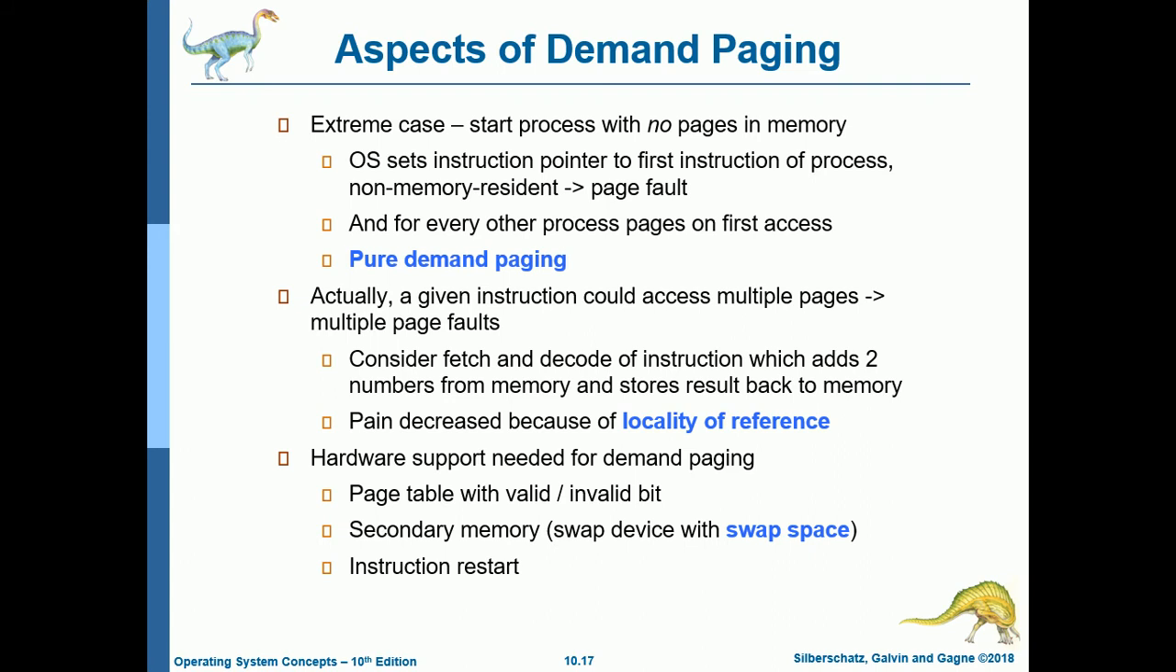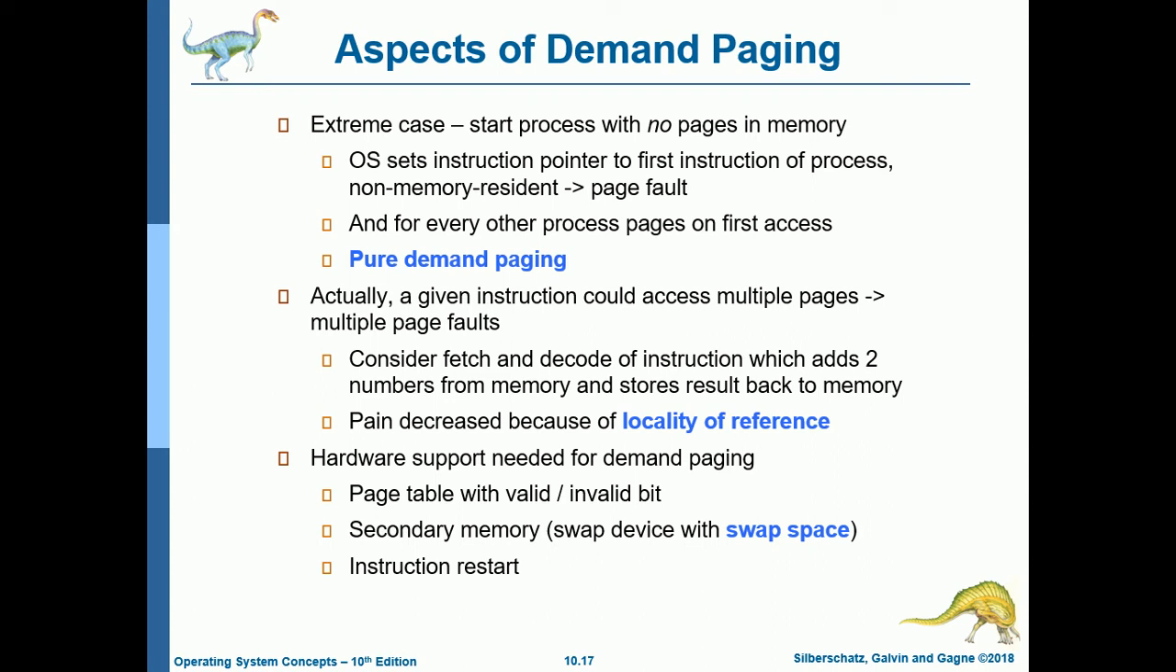Next, we have aspects of demand paging. The extreme case is to start a process with no pages in memory. So the OS sets the instruction pointer to the first instruction of the process. If it is non-memory resident, then there will be a page fault, and likewise for every other process page on first access. So on every first access, when there are no pages in memory, it's always a page fault. We have this term, pure demand paging: never bring a page into memory until it is required.